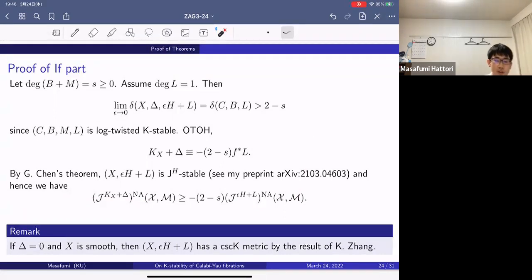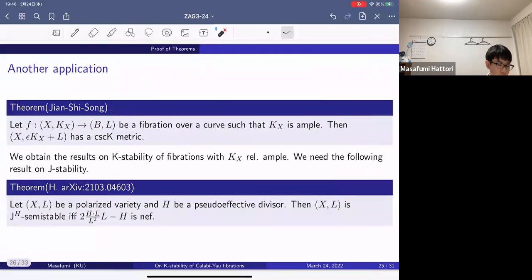And we learned that if delta equals 0 and X is smooth, then (X, epsilon H plus L) has a Kähler-Einstein metric by the result of Kuai-Yang. And we obtain other applications. Let us recall the following theorem of Jensen. Let F be a fibration over a curve such that K_X is ample. Then (X, epsilon K_X plus L) has a Kähler-Einstein metric for sufficiently small epsilon. And we obtain results on K-stability of fibrations with K_X relatively ample, but not K_X ample.